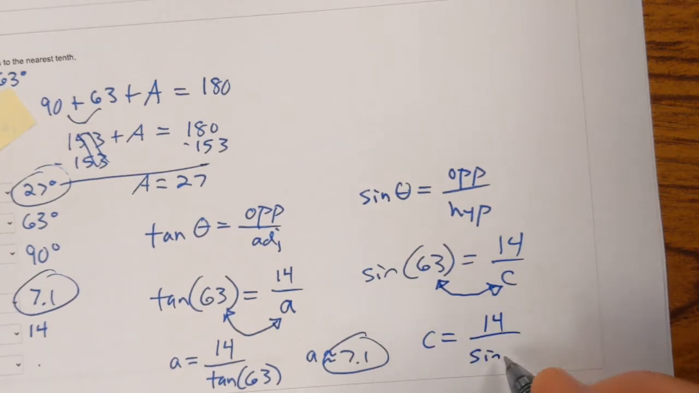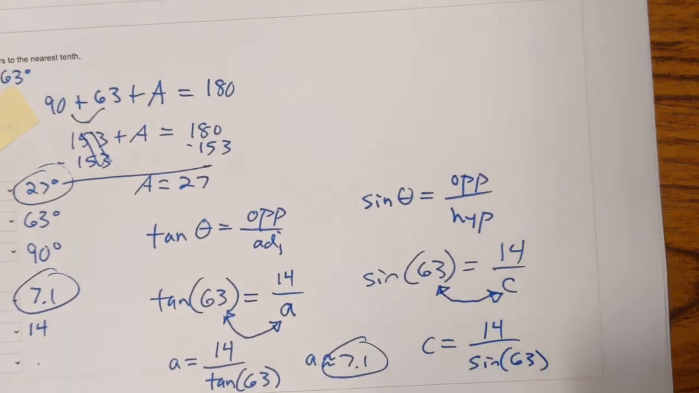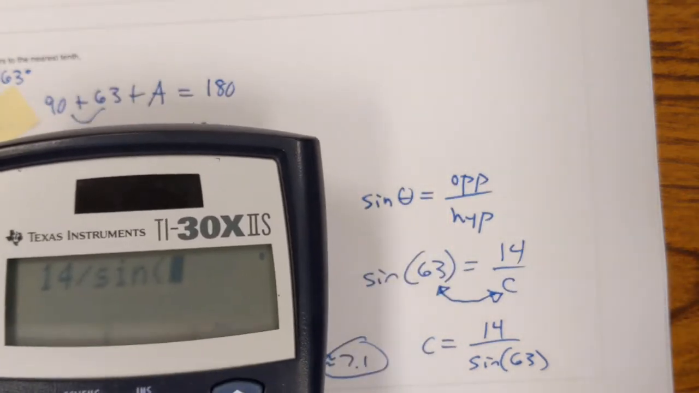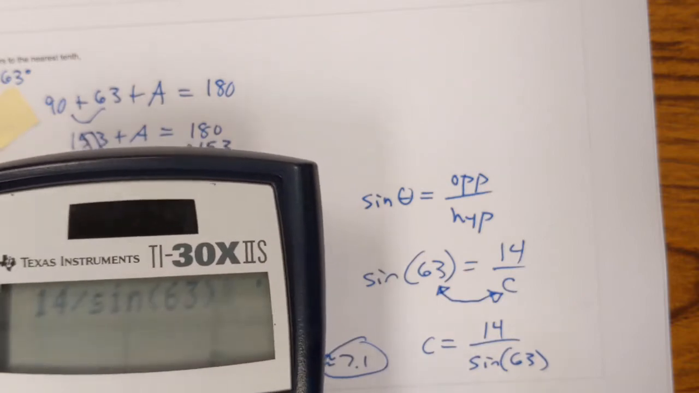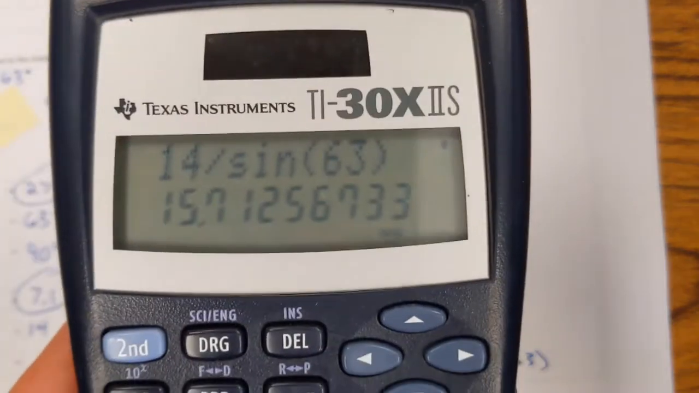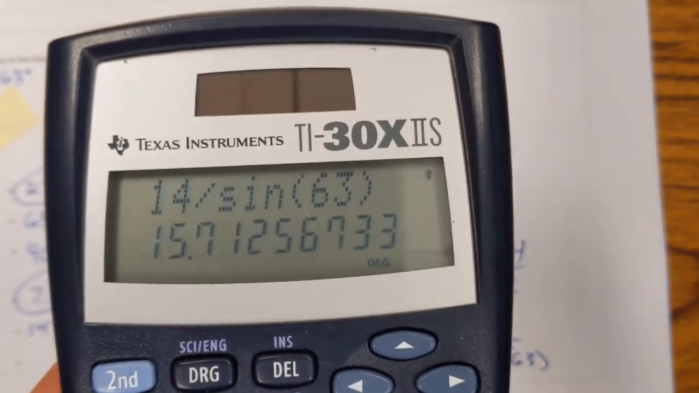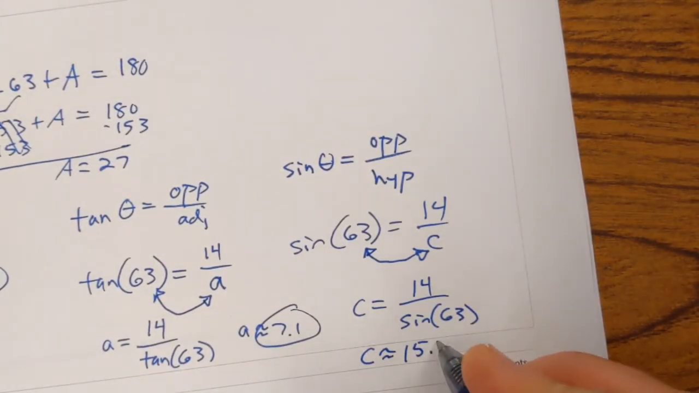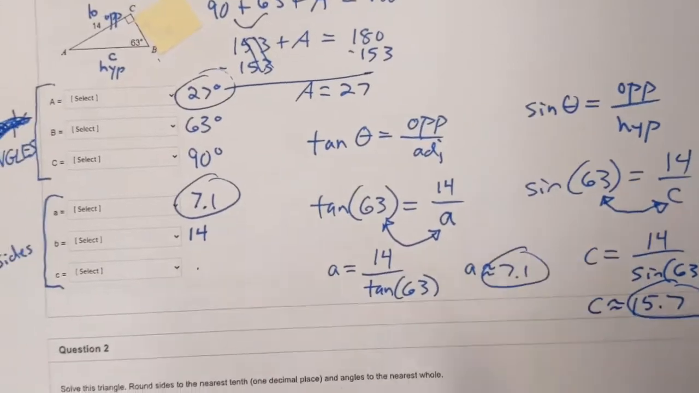14 divided by the sine of 63. Get out my calculator. 14 divided by the sine of 63. That comes out to the nearest tenth to 15.7. So C is approximately, to the nearest tenth, 15.7.